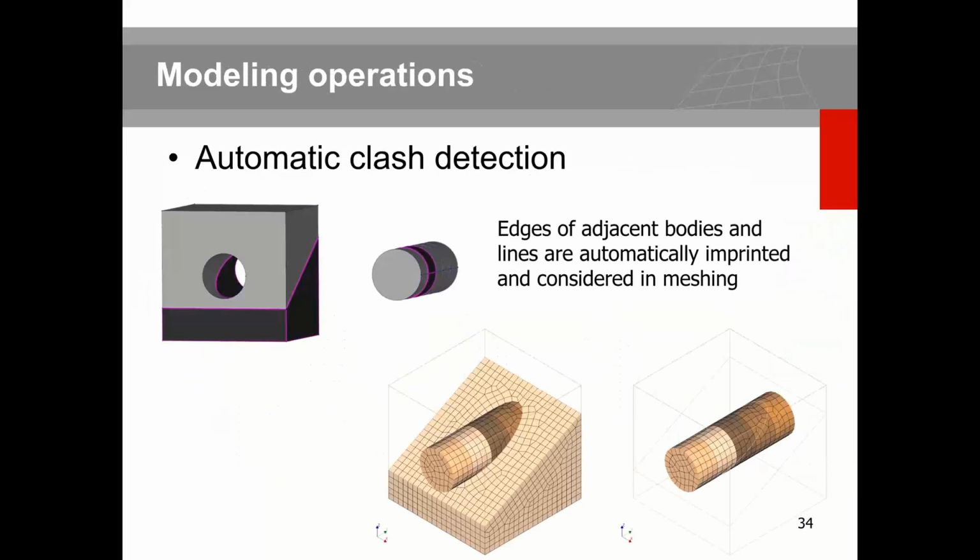We are using auto clash detection. You don't have to worry about the nodal connectivity or the different components of your geometry interacting with each other. Diana automatically takes care of that for you, ensuring perfect continuity and connectivity of your mesh.